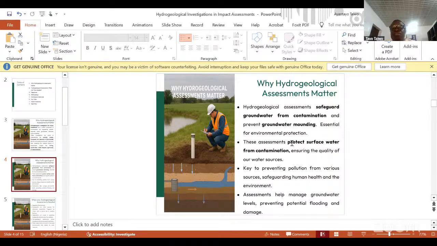So that is the essence of trying to say, okay, fine, let us do a study so that at the end of the day, we will be sure that these projects will not contaminate our waters, or will not take more water than we can actually have. Third, it prevents pollution from various sources and therefore safeguards human health and the environment. Assessments such as these also help to manage groundwater levels, preventing potential flooding and damage.